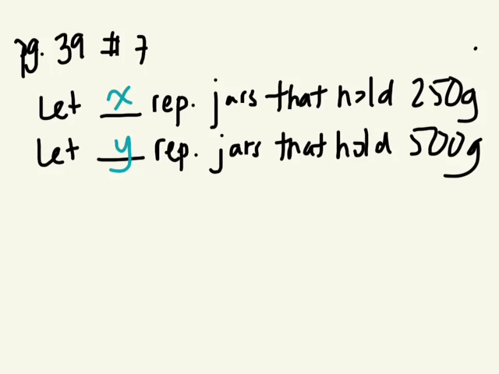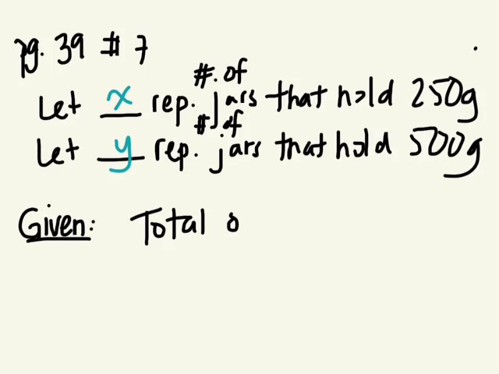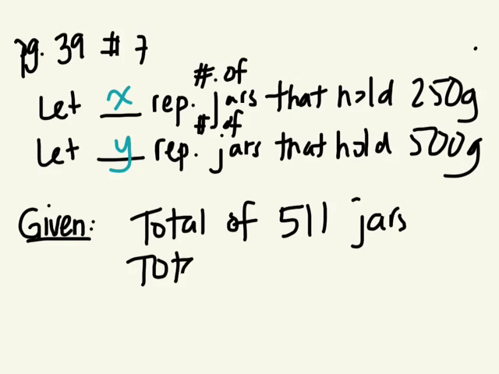Almond butter. Okay, so we're trying to figure out the number of jars, right? How many jars are they going to use of the 250 gram jars and how many of the 500 gram jars? So we're told that there's a total of 511 jars. What else are we told? We're also told the total number of kilograms of almond butter that they're going to be storing in the jars.